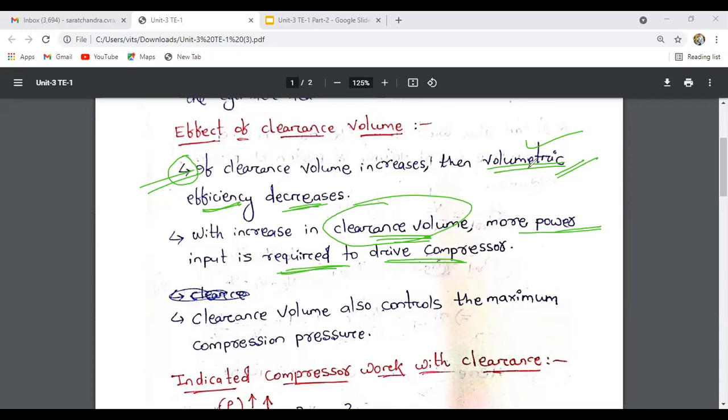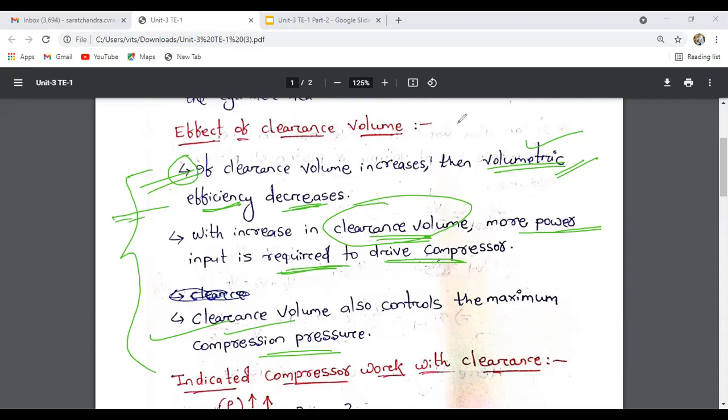And the third point is, clearance volume also controls the maximum compression pressure. Inside the cylinder during the compression stroke, we compress the air. What will be the maximum temperature and maximum pressure to which we can compress the air also depends upon the clearance volume. So these are some effects of clearance volume. You have to remember these effects.